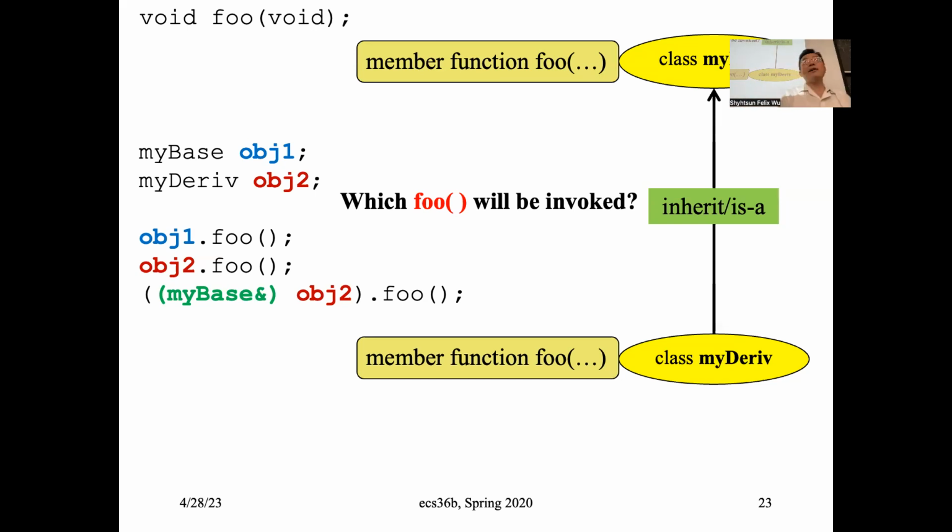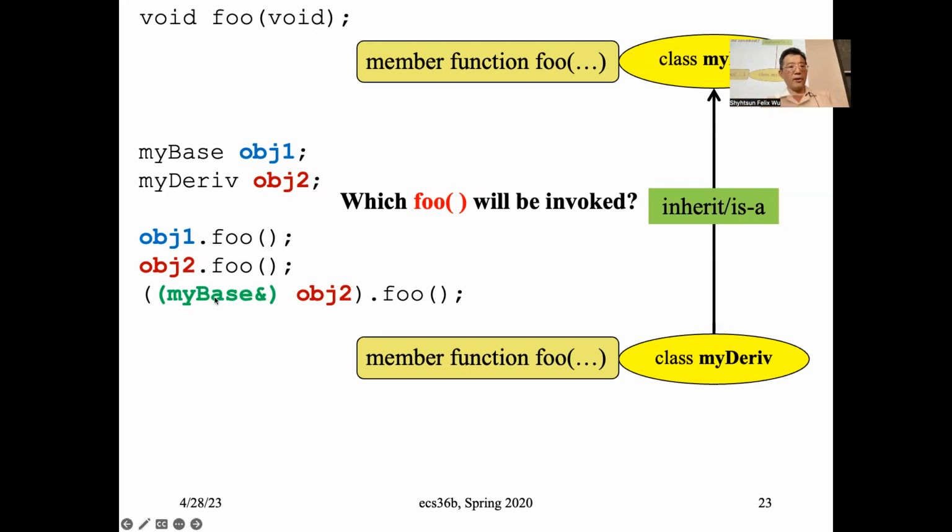So I'd like to ask you a question. Maybe you can show hands. For the first line, obj1.foo, which is it, the base or the derived? It's the base, right? Okay, so this one we go to the base. And how about the second one? It's the derived. Okay, good. So you're doing good so far.